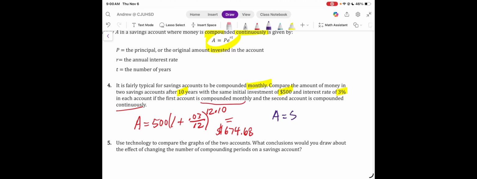Now, the other way to do it continuously is 500 e to the interest rate times the time. And the time was 10 years. That value is 674.93. So there isn't a very big difference between the two, but there is a difference, and continuously is always going to win.